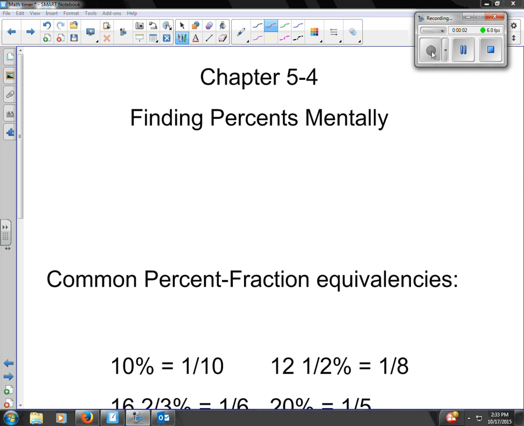Okay, here we are with Chapter 5, Section 4. Again, as always, St. James heading, and you write Chapter 5, Section 4 underneath. You write finding percents mentally.